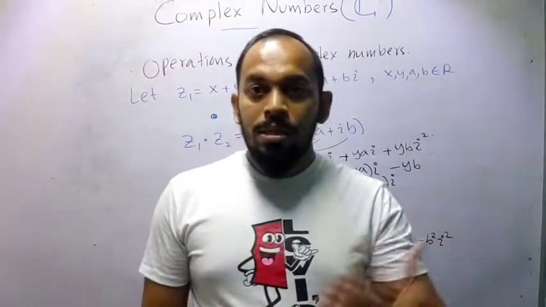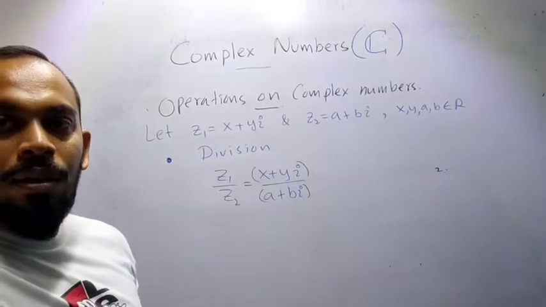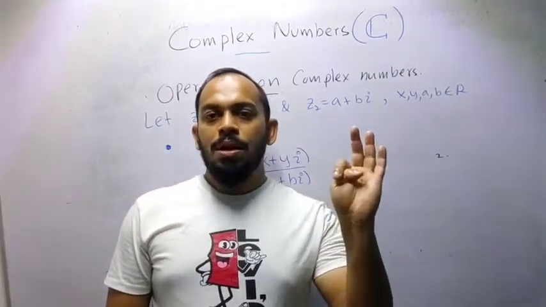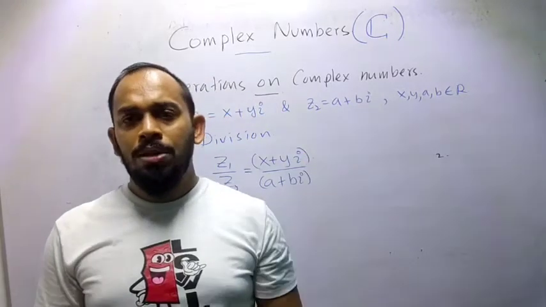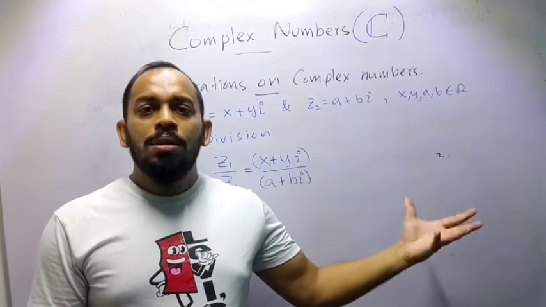So next we'll look into division of two complex numbers. Right. So in the previous four cases, addition, subtraction, scalar multiplication and multiplication, we were able to get results that look like a complex number.